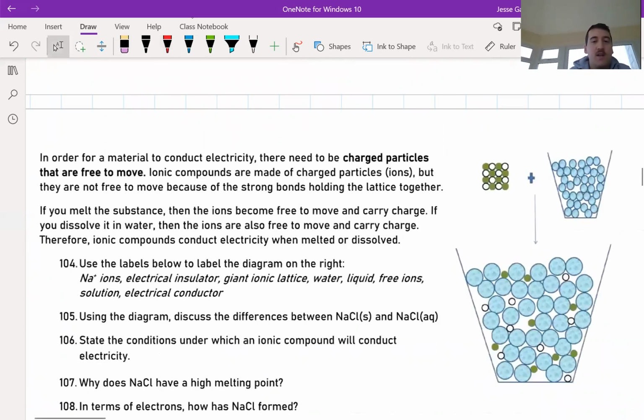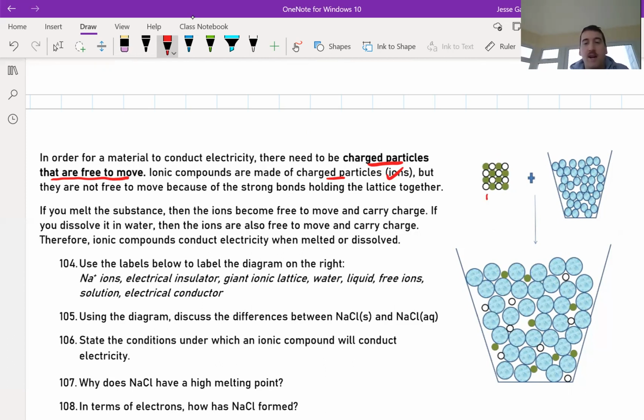All right, so in order for a material to conduct electricity, there need to be charged particles and they need to be free to move. Two conditions: charged particles, free to move. Ionic compounds are made of charged particles, so tick, they do have charged particles, but they are not free to move because of the strong bonds holding the lattice together. Here's the lattice, strong bonds holding together, not free to move. If you melt the substance, then the ions become free to move and carry charge. If you dissolve them in water, then the ions are also free to move and carry charge.